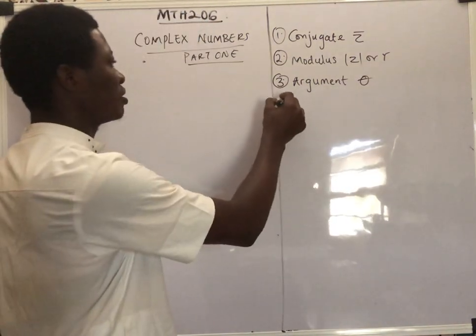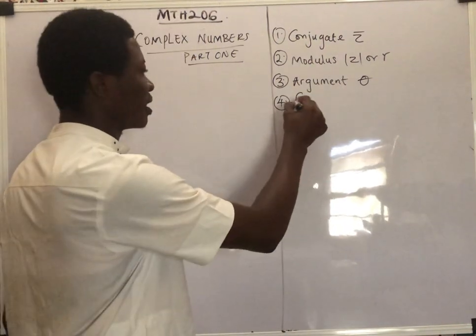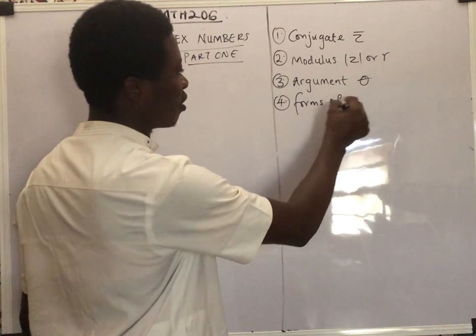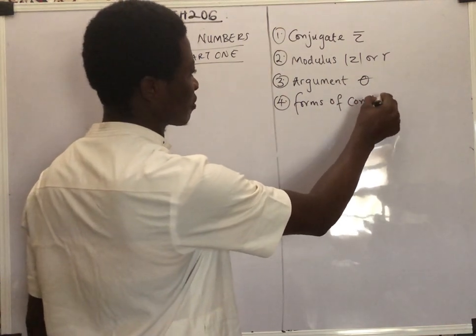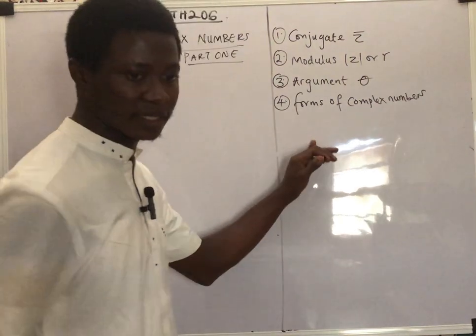The fourth one is the forms of complex numbers. I don't know if you can see this clearly.